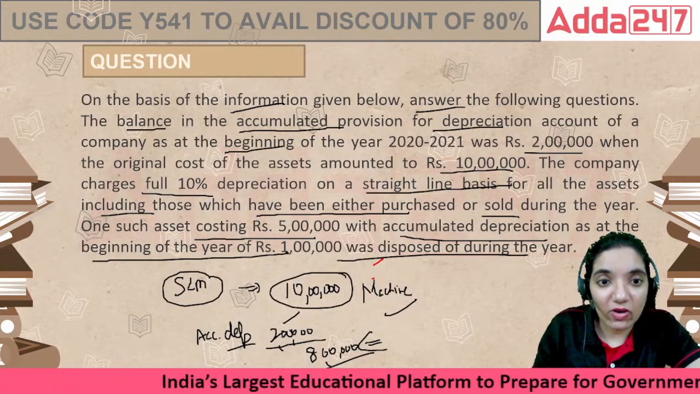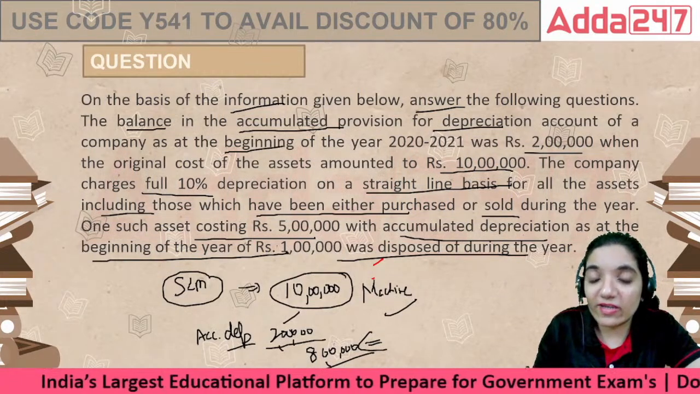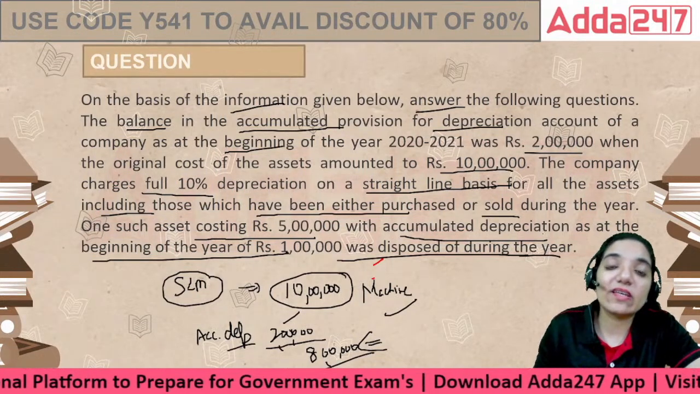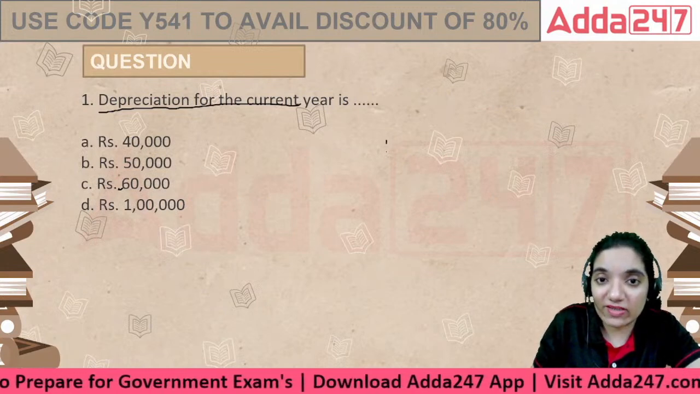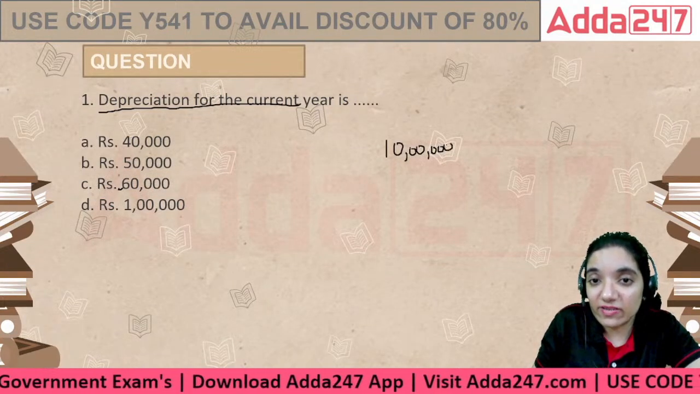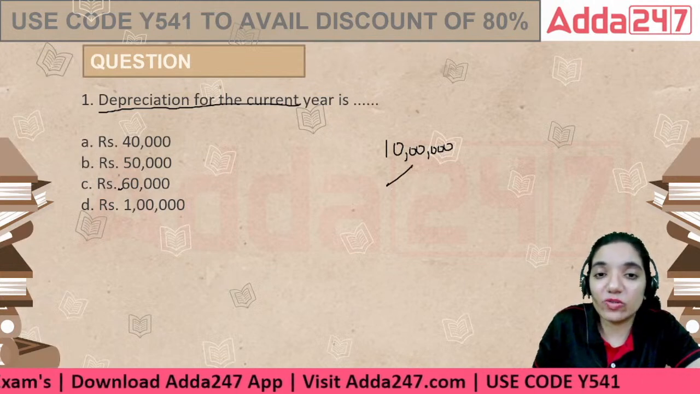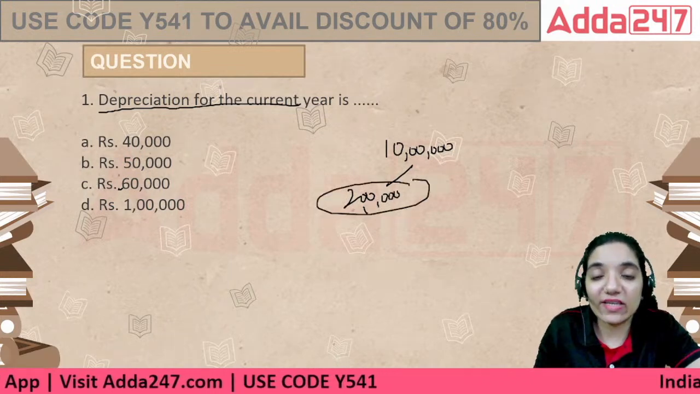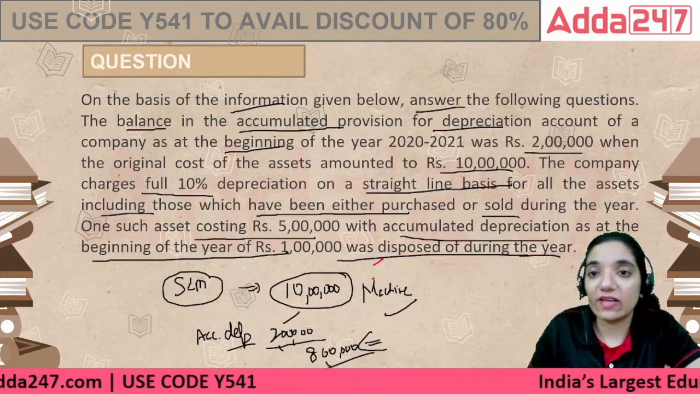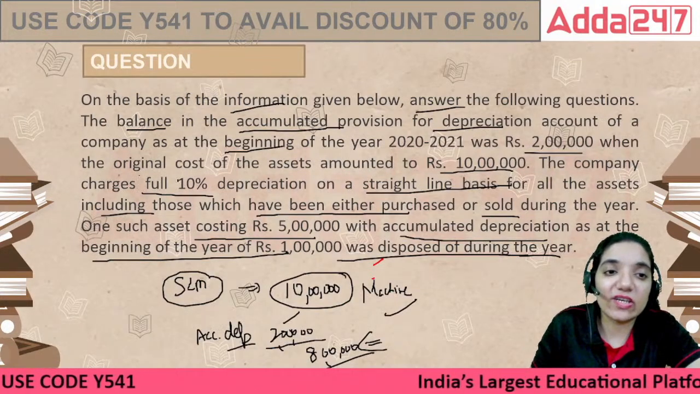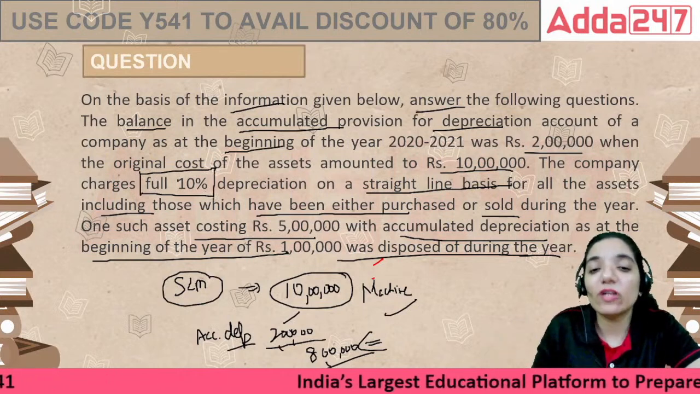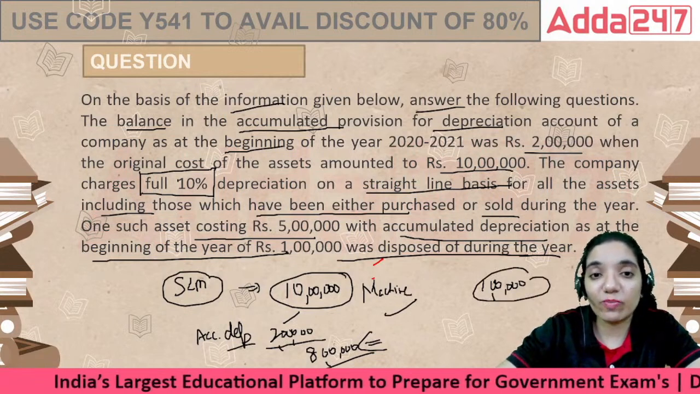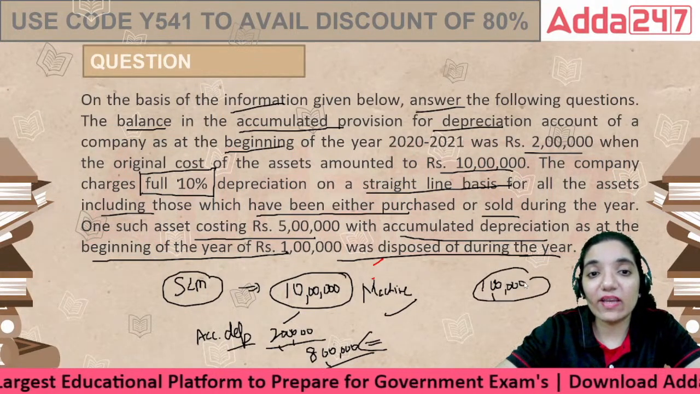See, one such asset costing 5 lakh with accumulated depreciation as at the beginning of the year was disposed of during the year. Now the point is during the year we have sold one particular asset. The value of the asset was rupees 10 lakh, right? Out of this 10 lakh, the accumulated depreciation was 2 lakh. That means till now, if we talk about the life of this asset, we are charging it at 10%. Life is not required. We know depreciation every year to be charged is 1 lakh, right?